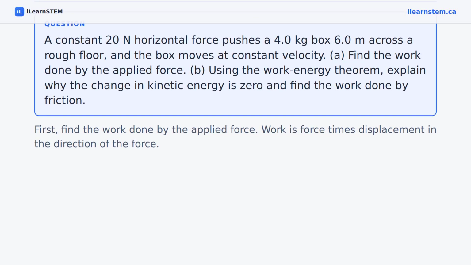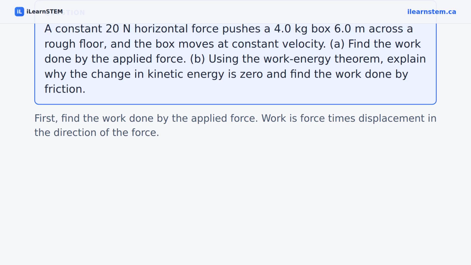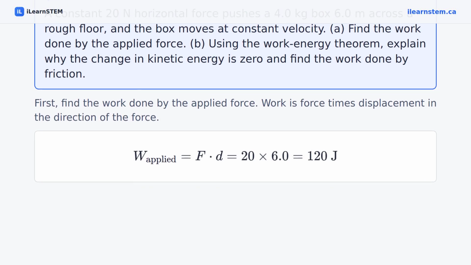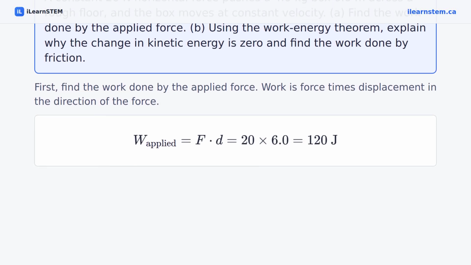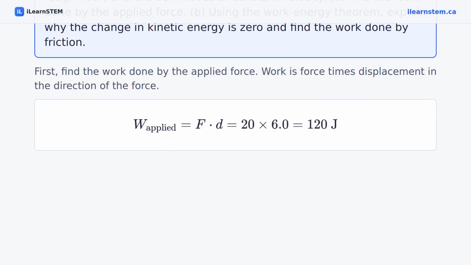First, find the work done by the applied force. Work is force times displacement in the direction of the force. W applied equals F times d equals 20 times 6.0 equals 120 joules.